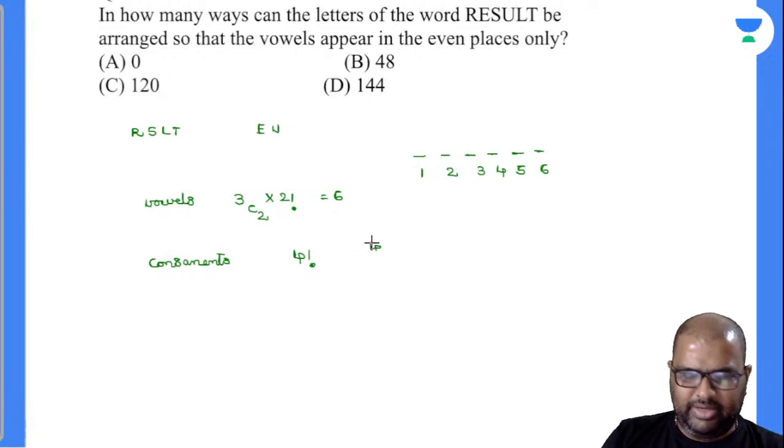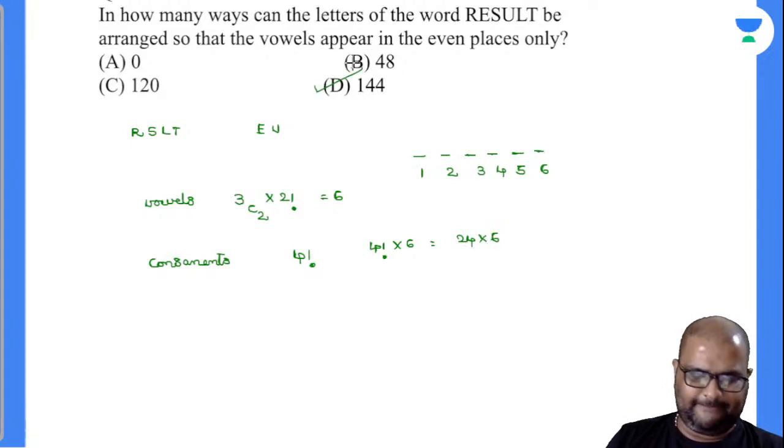I think your internet is not very good here. Go with the better internet service, Sumit. Right, 24 into 6 will be your answer there, and the option number D will be correct.